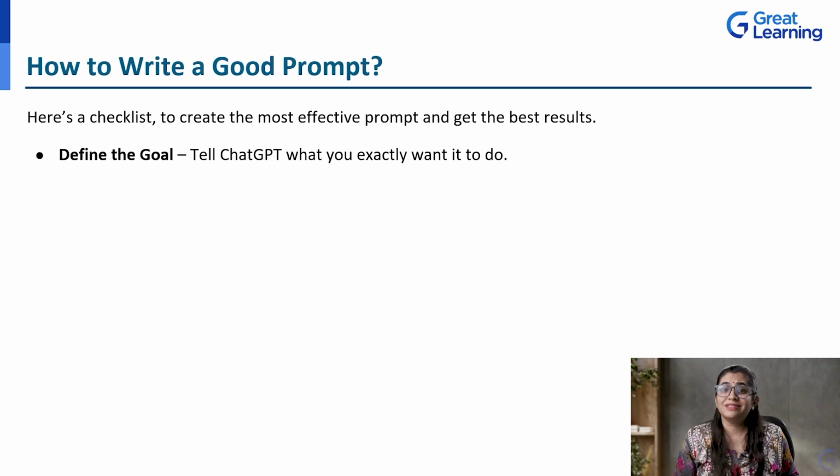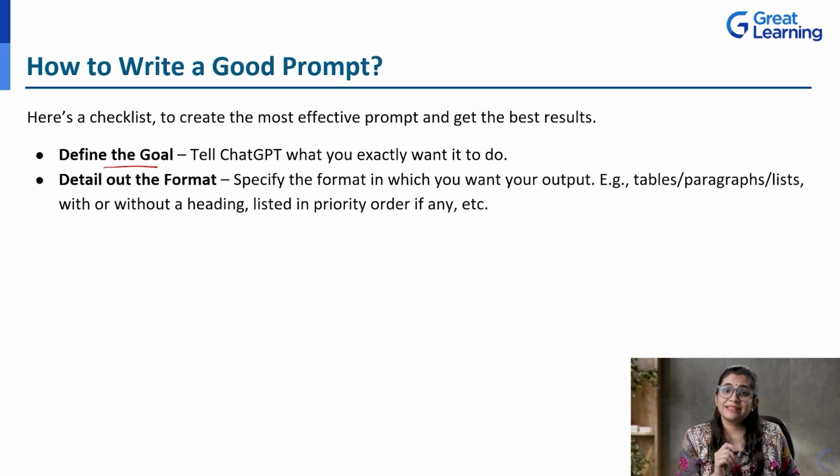So, the first one is defining the goal. Telling ChatGPT what exactly you want to do. That is called defining the goal. Next is detail out the format. Format is the output format that you want ChatGPT to provide you. For example, as I told you previously, it can be table, paragraph, list, CSVs, anything that you want. And you can give it in a priority order also. Ask ChatGPT to give you in a priority order if you are working on such content.